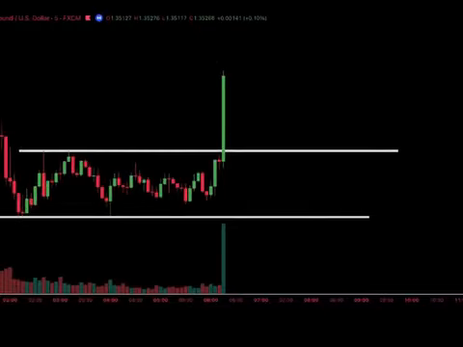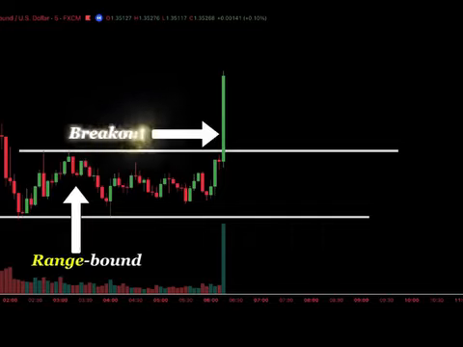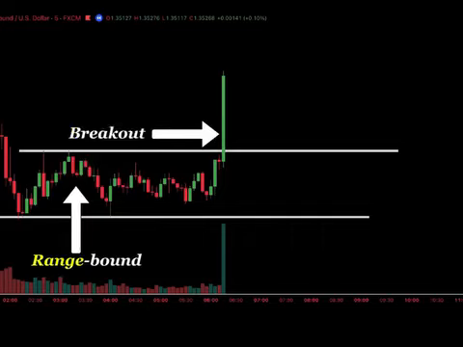Now, let's look at another chart example. As you can see, the market was ranging, trading between a clear support and resistance. Then price breaks out of the range to the upside. This level was resistance. And after the breakout, it becomes support. This is what we call a flip level.